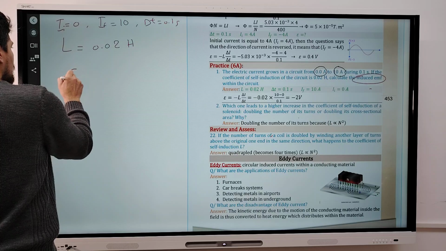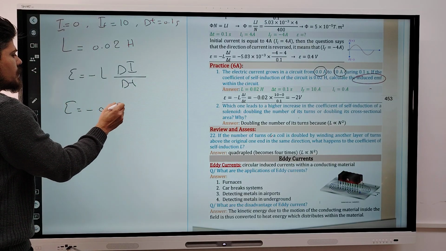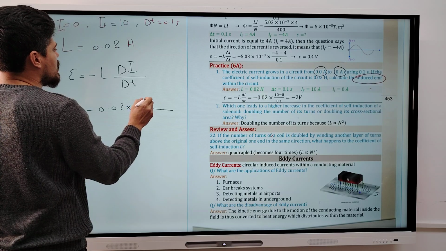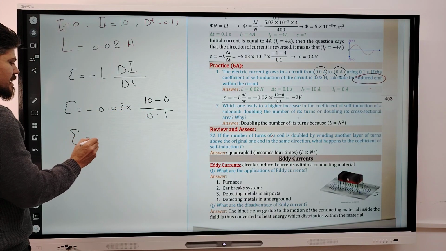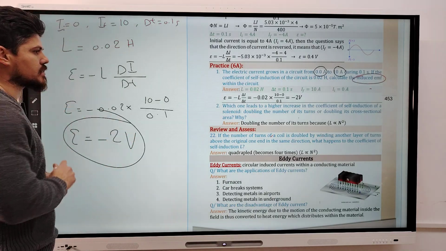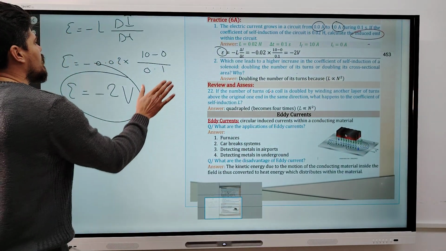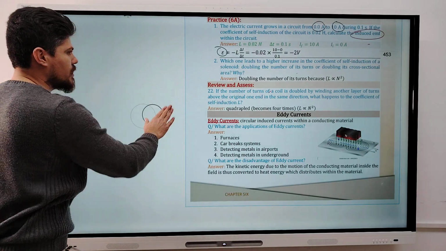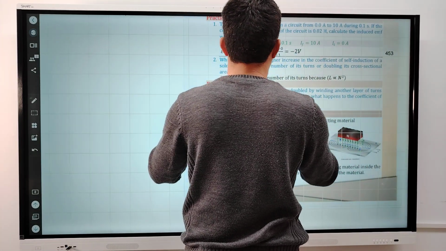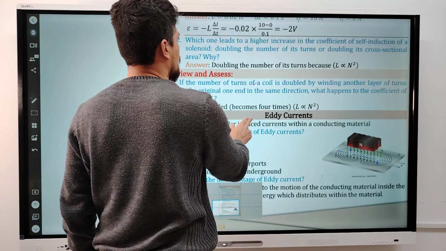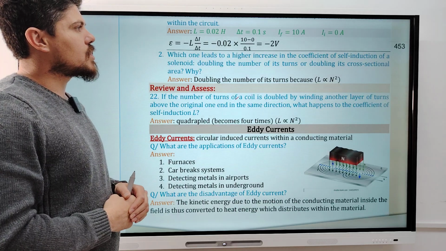E is equal to what? Negative L, change in current over time: negative 0.02 times I final minus I initial, 10 minus 0 over 0.1. Negative times positive is negative. Negative what? 2 volts. Okay? So it means that the induced EMF of the coil opposes the increase. Which one leads to the higher increase in the coefficient of self-induction?